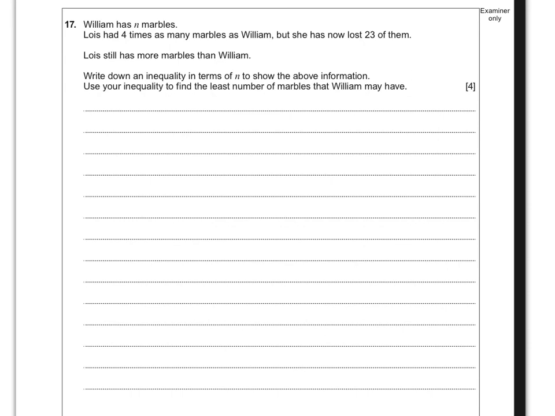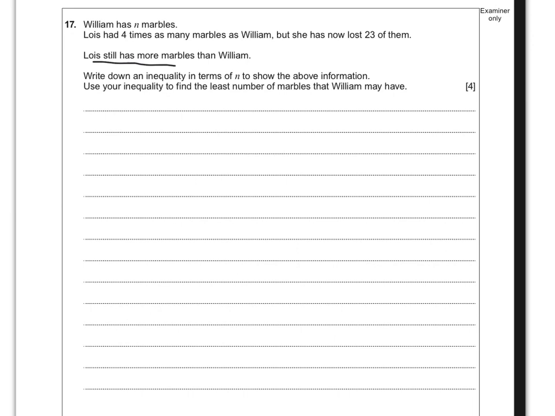Okay, so question 17 is an inequalities question. So we need to be able to digest the information they've given us and be able to solve. So William has n marbles. Lois has 4 times as many marbles as William, but she's now lost 23 of them. Lois still has more, so that's a key bit. Now, what lots of people do here is tend to just use trial and error to find n.